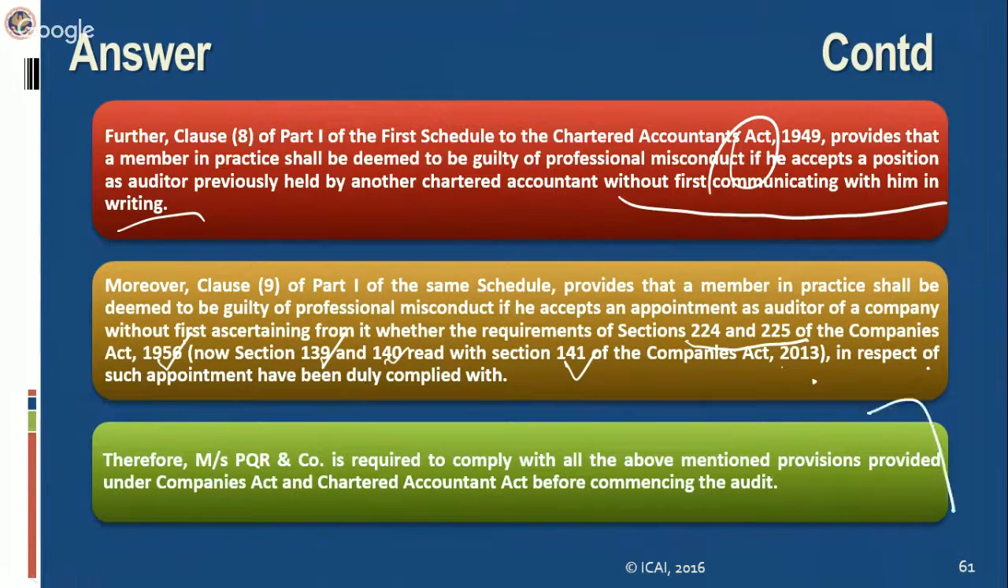Now, this is the conclusion part. Messrs. PQR & Company is required to comply with all the above mentioned provisions provided under the Companies Act and Chartered Accountants Act before commencing such audit.